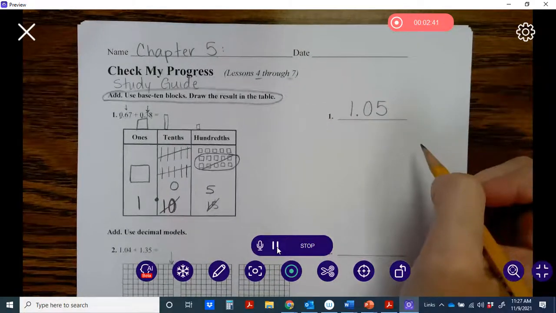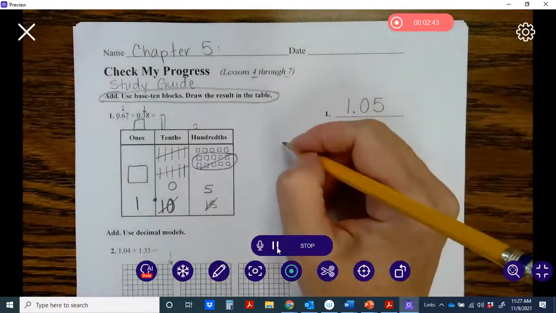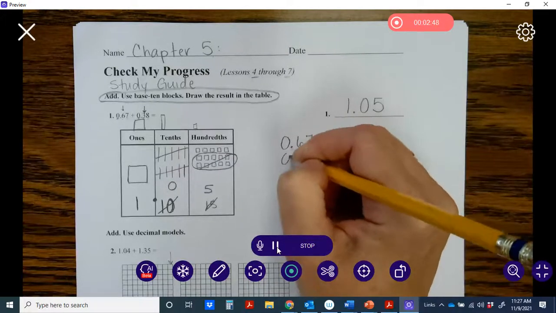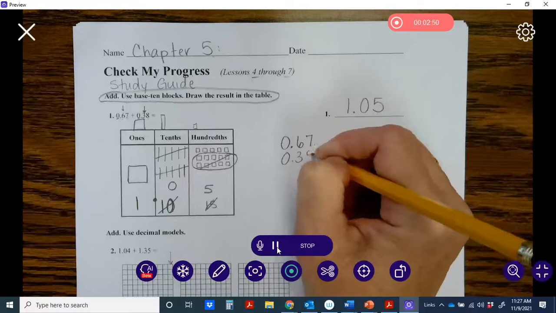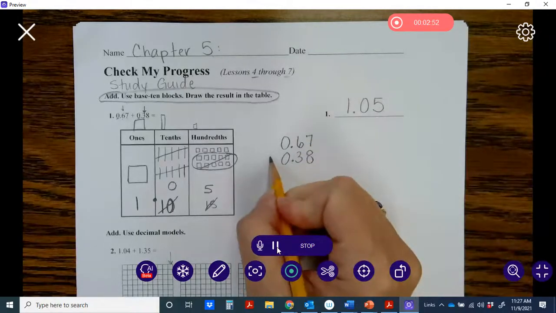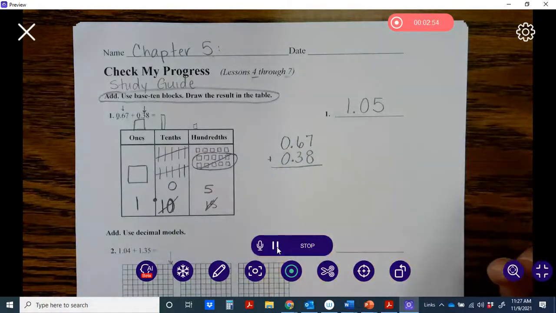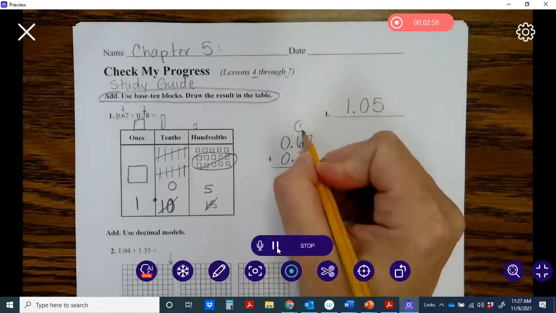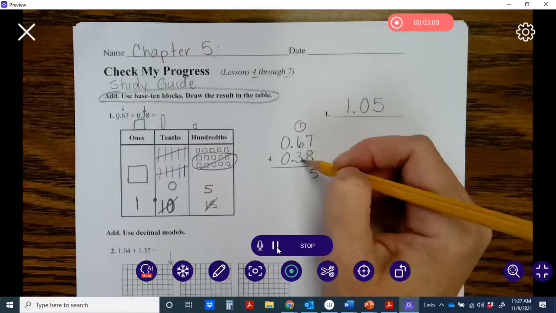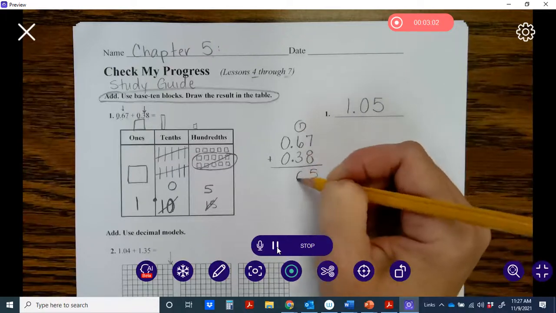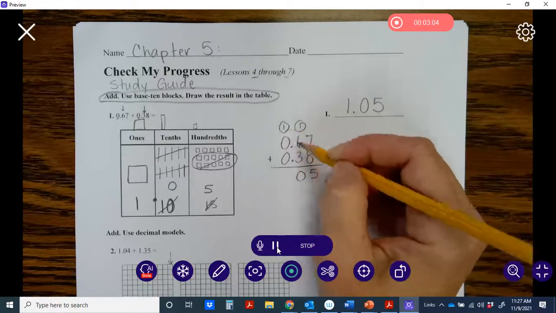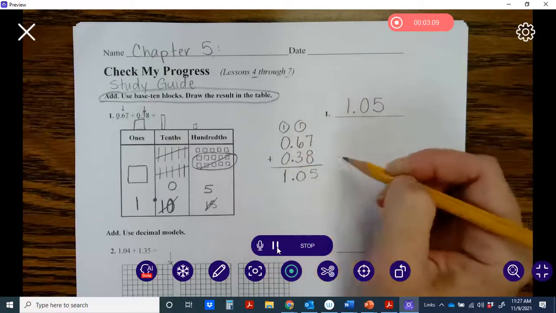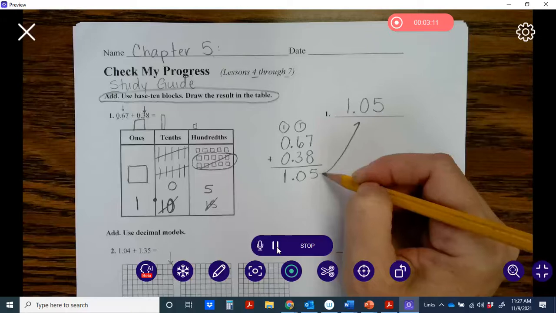Now if we want to check that, which is always a good idea, we can do some arithmetic. Remember, when you are adding decimals, you line up the decimal points. 7 plus 8 is 15, carry the 1. 6 plus 3 is 9, plus 1 is 10, carry the 1. Bring down the decimal point. 1 plus nothing is 1. So that matches.